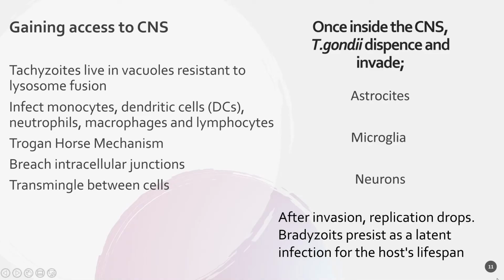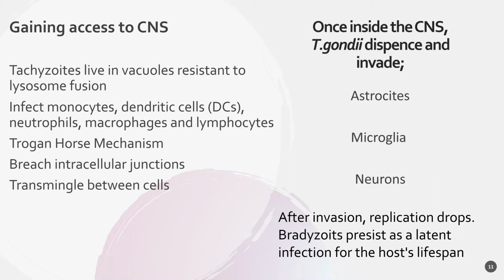Tachyzoites exhibit high metabolic rate and tremendous demand for nutrients. When present, there is constant demand for an energy and biomass supply. They can remodel the host's intracellular processes to gain access to the central nervous system. Tachyzoites live in vacuoles resistant to lysosome fusion. Avoiding degradation, they spread through the bloodstream and infect monocytes, dendritic cells, neutrophils, macrophages, and lymphocytes, thus gaining access to the tissues. This is known as a Trojan horse mechanism.